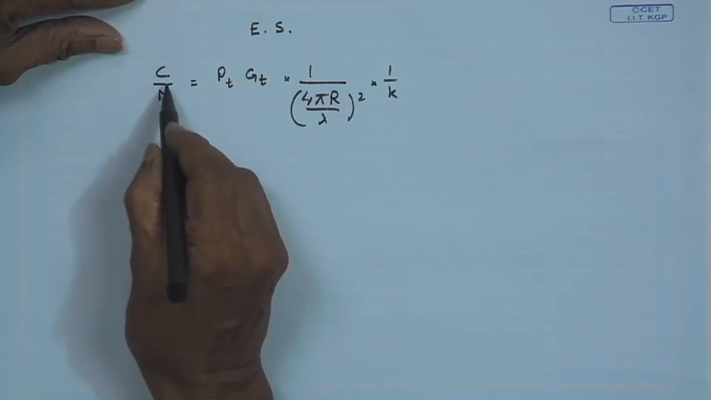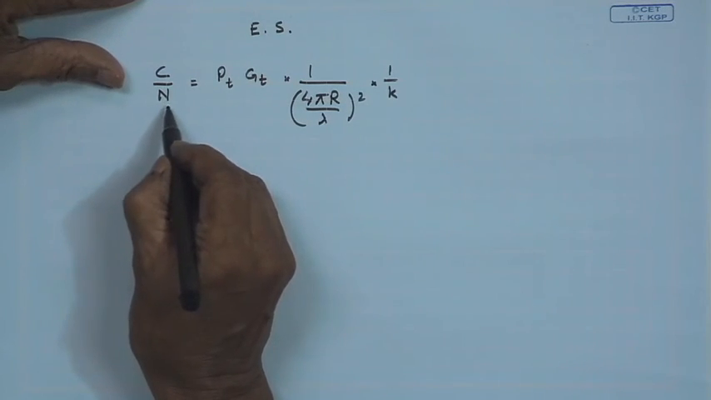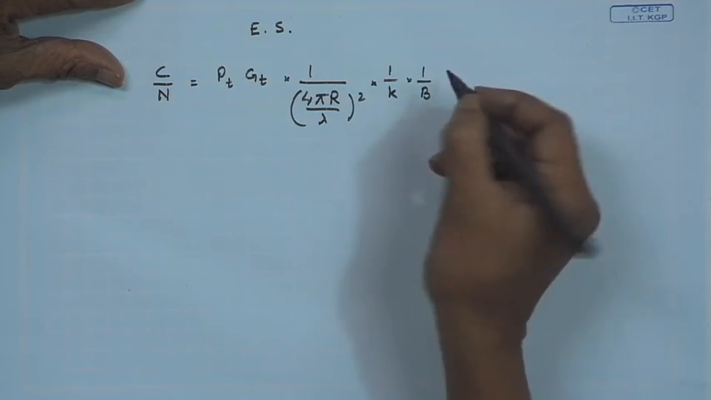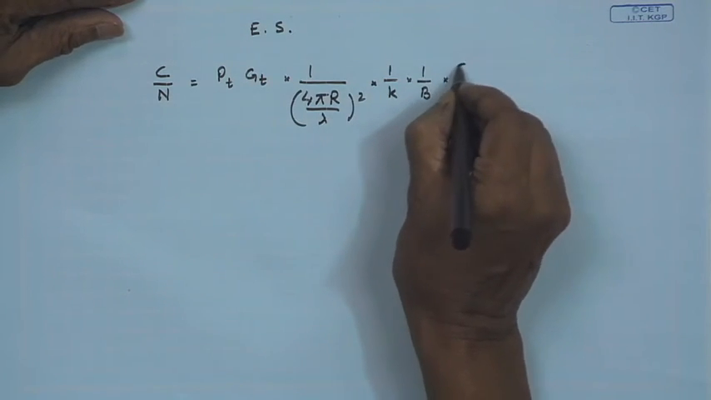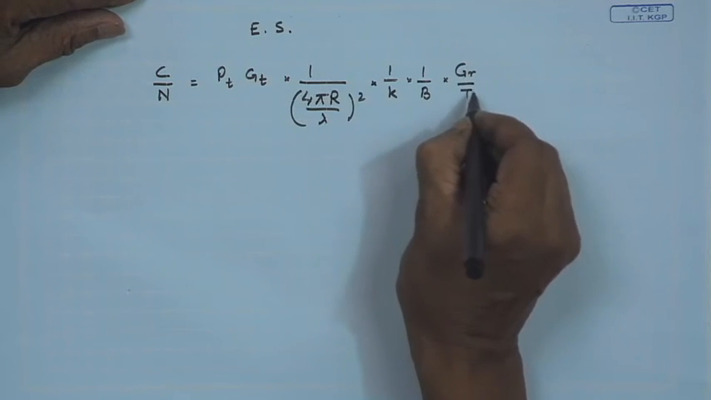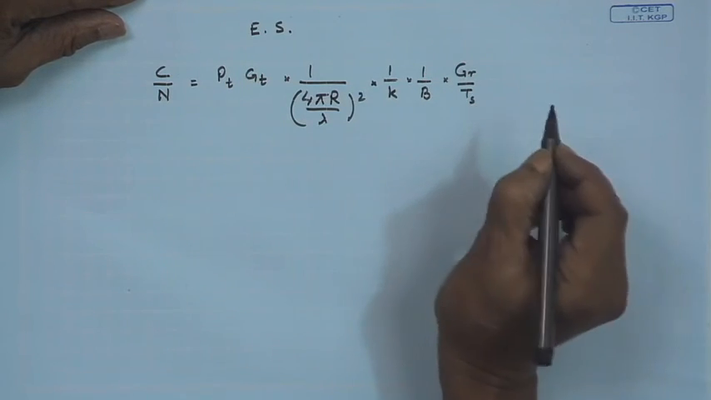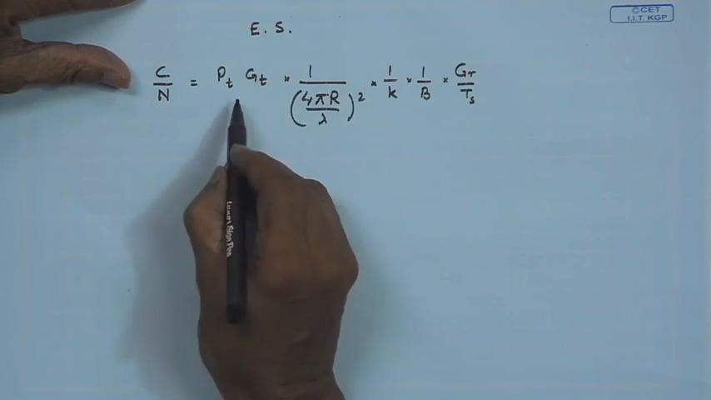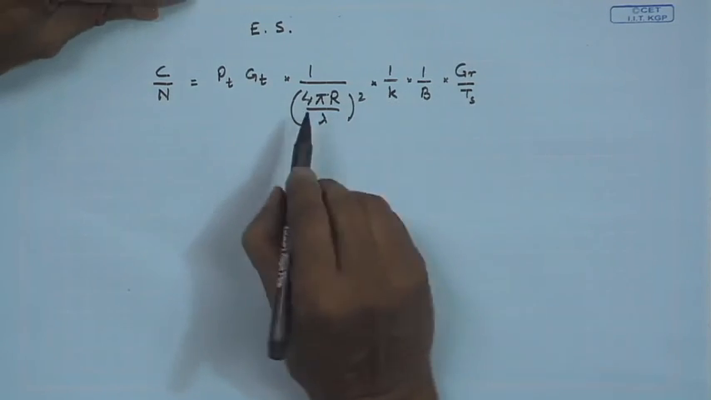Now, you just see I put C by N, so N naught is not there. So, bandwidth will come this side, another way of presenting, and G r by T. This T is system noise temperature, and this is in ratio. It is not in dB. In dB it will be just 10 log of that.